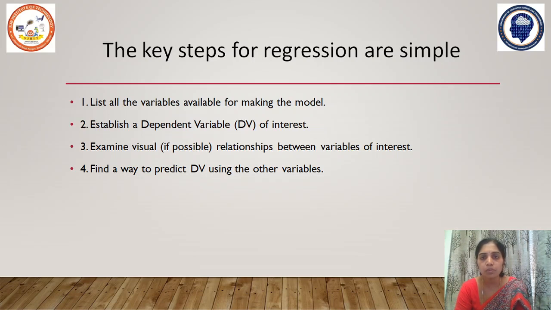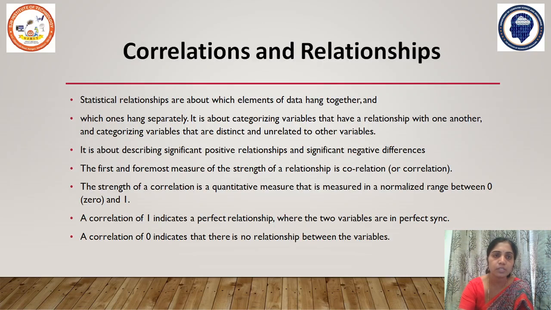Correlations and relationships. Statistical relationships are about which elements of data hang together and which ones hang separately. So it is about categorizing the variables that have a relationship with one another and categorizing the variables that are distinct and unrelated to other variables. It is about describing significant positive relationships and significant negative relationships. The first and foremost measure of the strength of a relationship is correlation. The strength of a correlation is a quantitative measure, measured in a normalized range between 0 and 1.